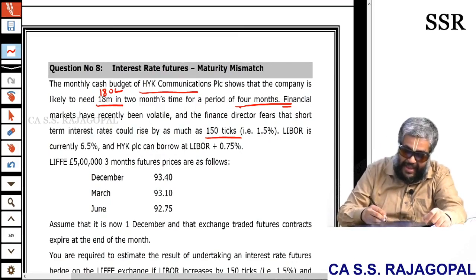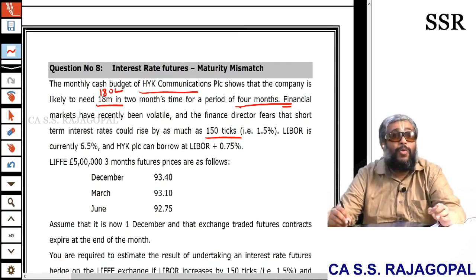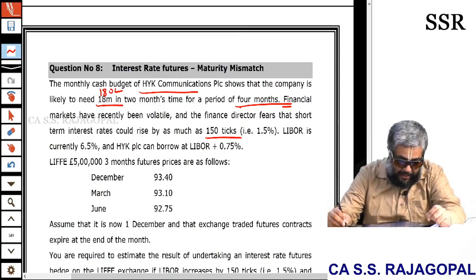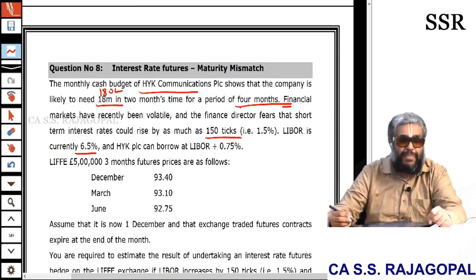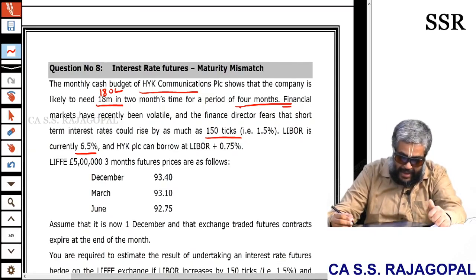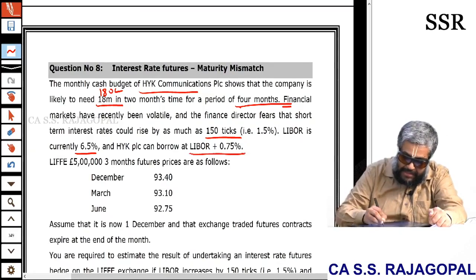Interest rate could rise by as much as 150 ticks, up to 1.5%. LIBOR is currently 6.5% and HYK can borrow at LIBOR plus 0.75%.